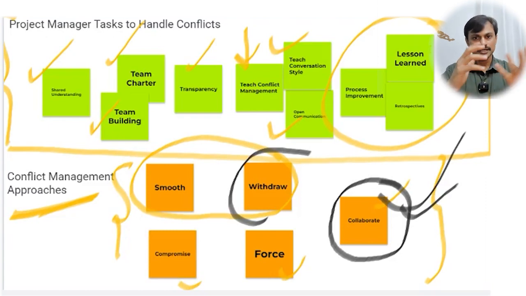Collaborating means it's not about your problem, it's not about my problem. Let's discuss the issue, let's see what the customer wants and find out what works best for the customer. That's a collaborative way of working.